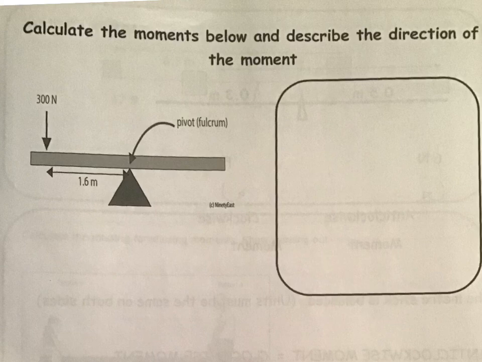So we'll look at a few examples of how we can put our formula in action. And here we need to calculate the moment that is described below, and more importantly, the direction of that moment. The direction of the moment is very important, because if you think of balancing something on a pivot, it will either go down, tip up, or go down, okay?